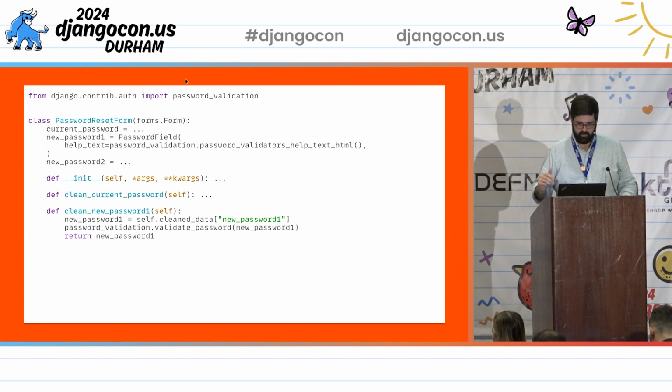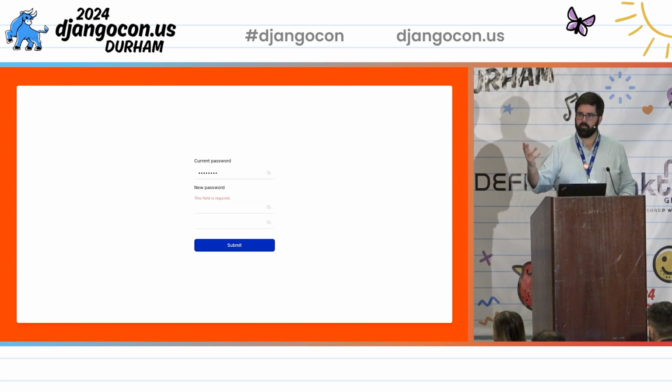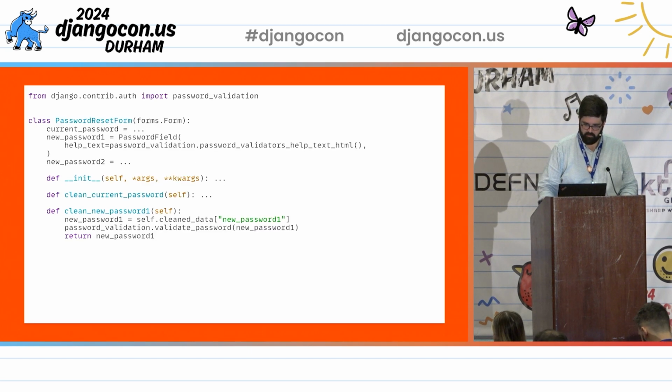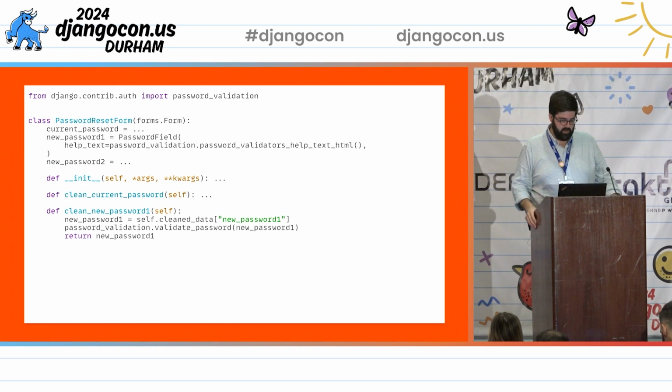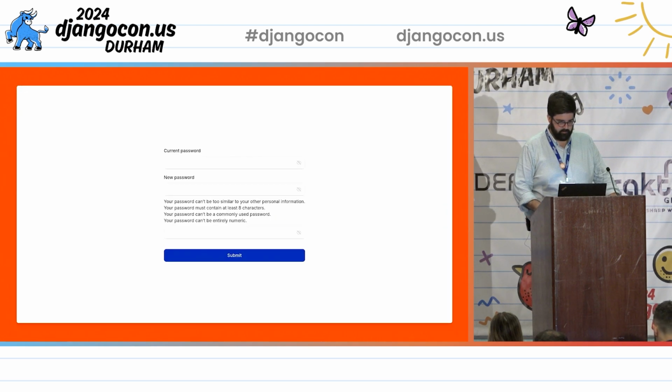Okay, I believe this is the last step. I'm liking where we're going so far. However, on the new password, as a user, I don't know what expectations we have. So let's add some help text as well. So we're going to import from Django contrib auth the password validation module. And then set the help text to the password validator's help text HTML. And then also throw in a new clean method for a new password, grab it from the clean data, and pass it through the password validation.